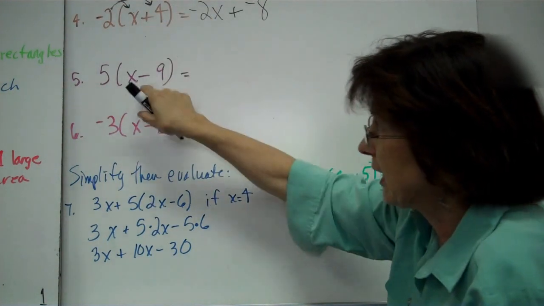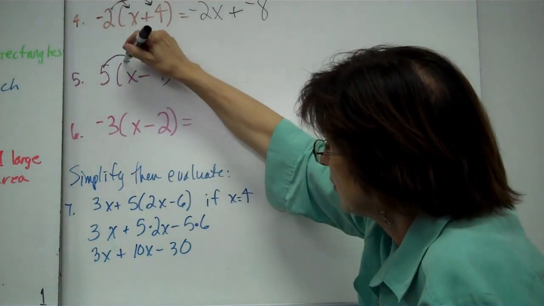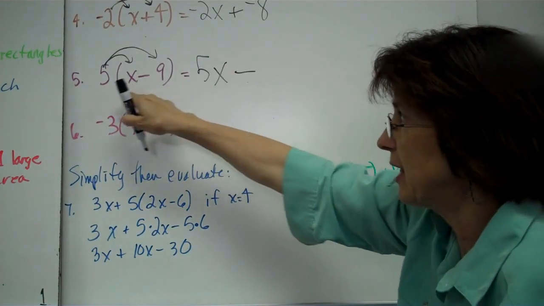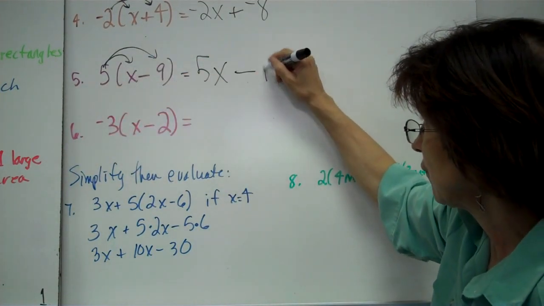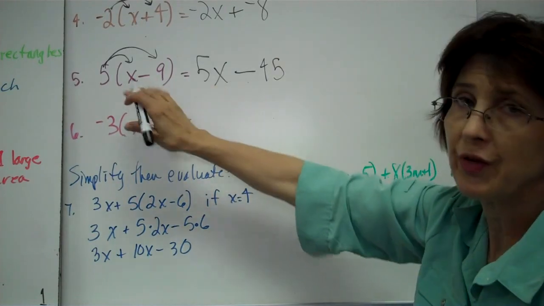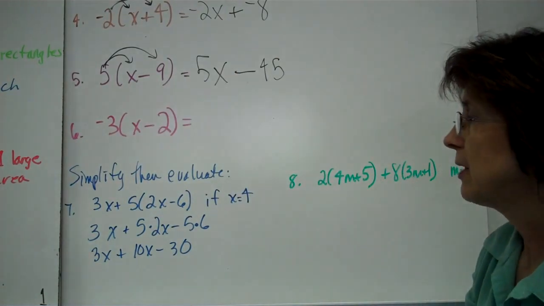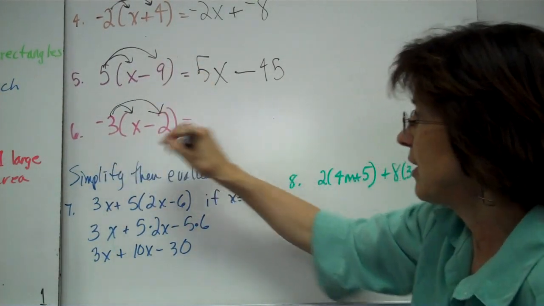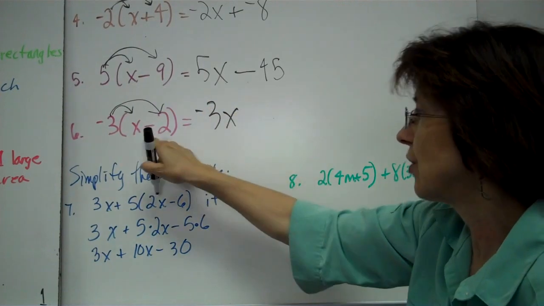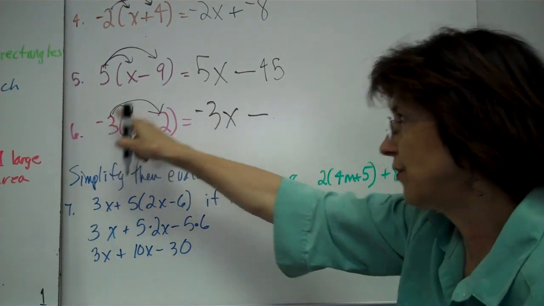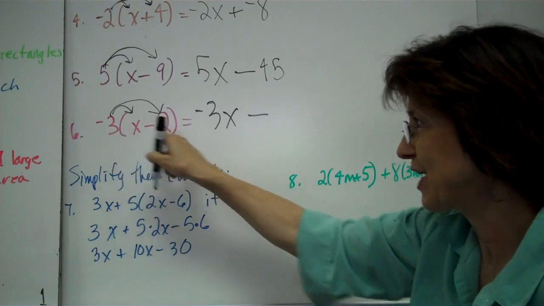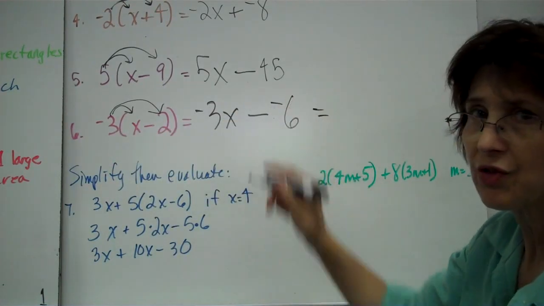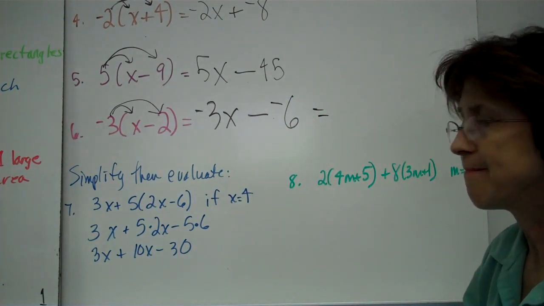Okay, so here again, I can't do that because they're unlike terms, so I draw my arrows. I do 5 times x, 5x. I write down my minus sign. I do 5 times 9 is 45. And again, that would be the simplification for that, or that would be the distributive property of that. Okay, now here I have a negative 3, so I draw my arrows. Negative 3 times x is negative 3x. I write down the minus sign, and I do negative 3 times 2, which we're going to learn is negative 6. Okay, then later we're going to learn how to take care of those two negatives, but for right now you can leave it like that.